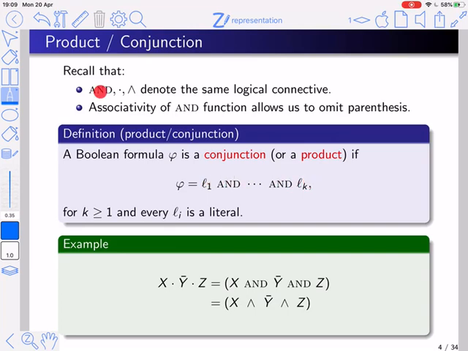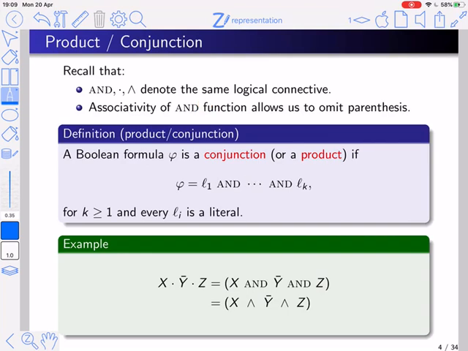Now recall that we denote the AND connective either by a dot, like a product, or an upside down V. They are all the same logical connective in our eyes. And recall that AND is associative, and therefore when I write the expression L1 and L2 up to and Lk, I need not write the parentheses because the Boolean function that corresponds to the AND connective is an associative function.